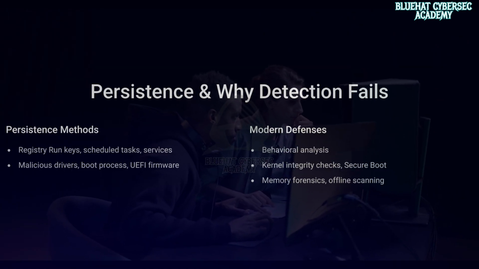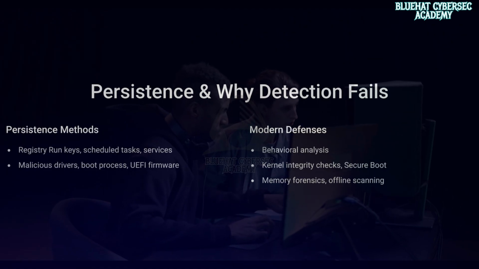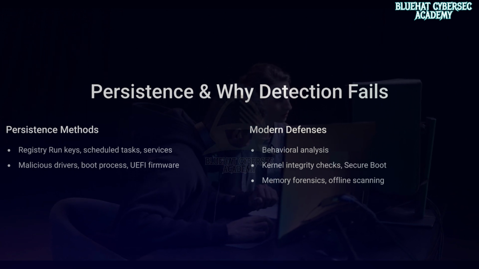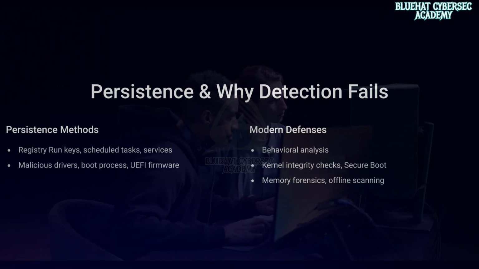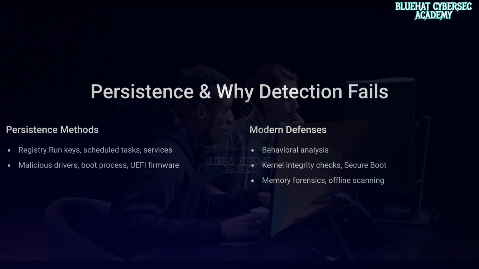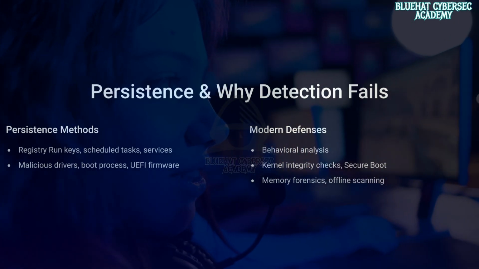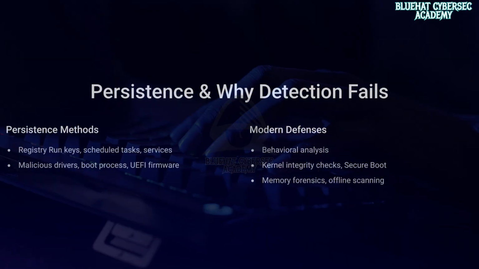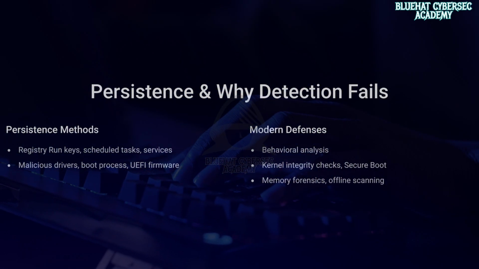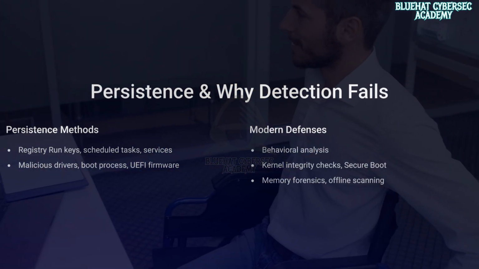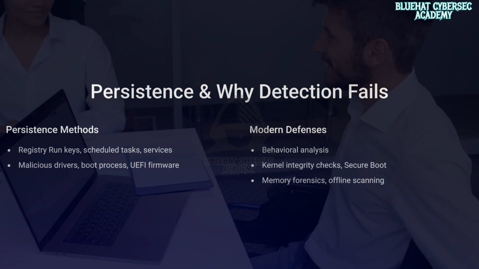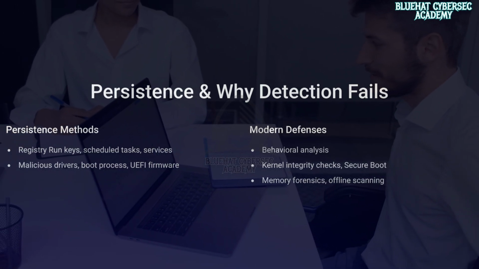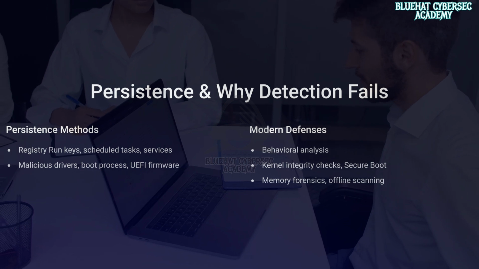Fortunately, modern defenses have evolved in response. Rather than relying entirely on traditional signature scanning, many security solutions now use behavioral analysis to identify suspicious actions even when malware attempts to hide. They may also use kernel integrity checks to detect unauthorized modifications, secure boot to help prevent malicious code from loading during startup, memory forensics to uncover hidden activity, and offline scanning techniques that allow investigators to examine systems outside the rootkit's control. These approaches don't make rootkits impossible to create, but they do make them significantly harder to hide.